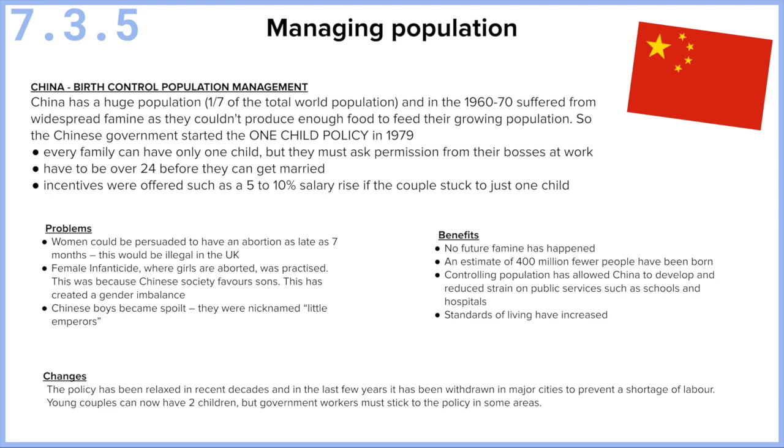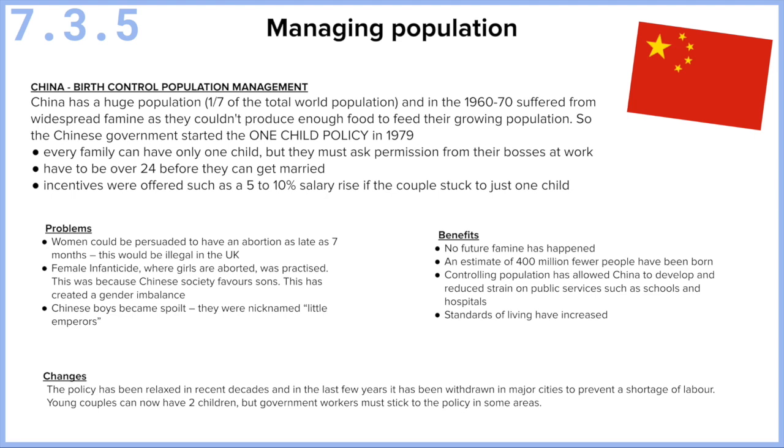So in Chinese culture, having a male child was seen as being better because they were carrying on the family name, and it's the male child that also looks after the parents when they get too old. So Chinese society favours sons, which meant that if they could only have one, then there was a lot of abortions going on when they found out they were having a girl.